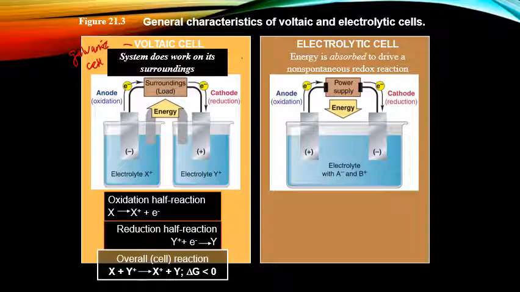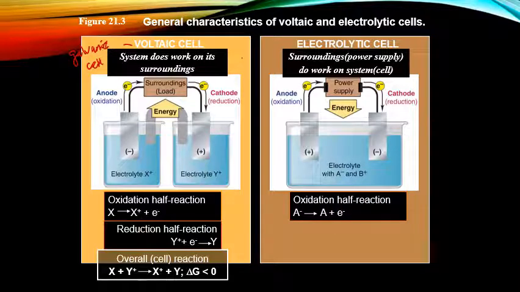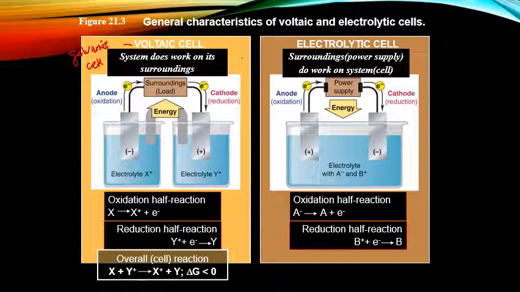When you are paying your power bill as a future adult, you will essentially be just renting electrons from the power company. When we look at the electrolytic cell, because again we have a power supply, the surroundings will be doing work on the system. The oxidation half reaction, I would now have A minus going to A plus an electron, and I would have the reduction half reaction, B plus an electron forming B.